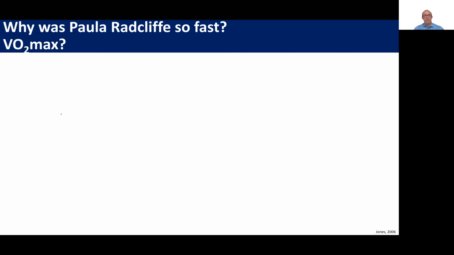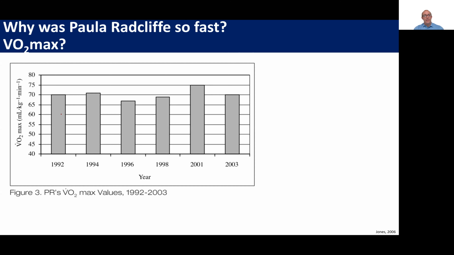So let's look at Paula Radcliffe's VO2 max. In 1992, she was just on the junior circuit, not super popular in terms of professional racing. As far as I remember, she was mostly a 5K, 10K runner, and her VO2 max was high, right? It was 70 milliliters per kilogram per minute, which is really high. But it's not higher than all the other runners at her time.